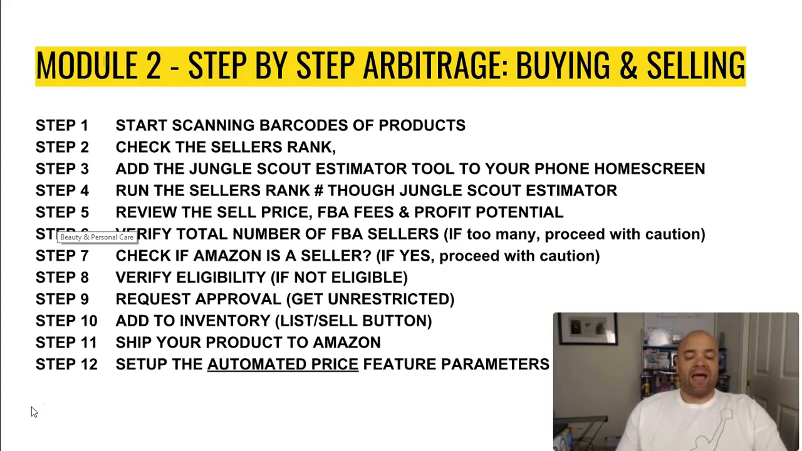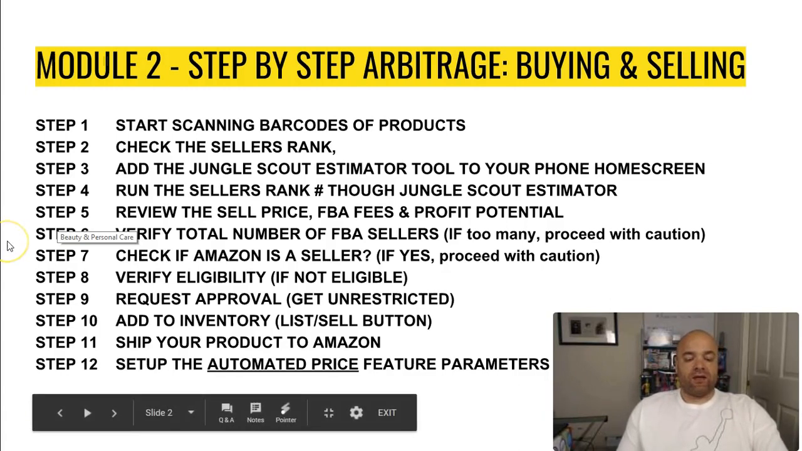Step 3, add the Jungle Scout estimator tool to your phone's home screen. It's not an app, but it comes across as a great app when you actually just add it to your screen. Works really well with mobile. Step 4, run the seller's rank number through your Jungle Scout estimator tool. Step 5, review the sell price, FBA fees, and profit potential.